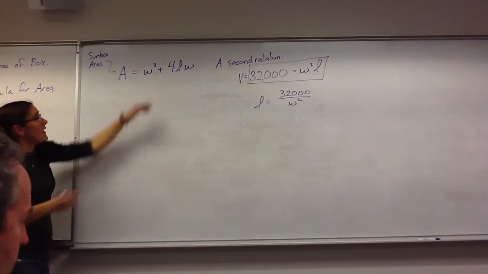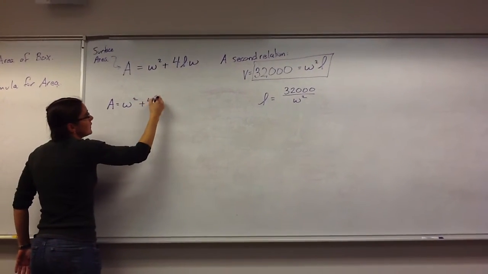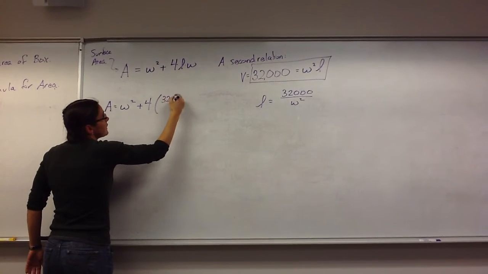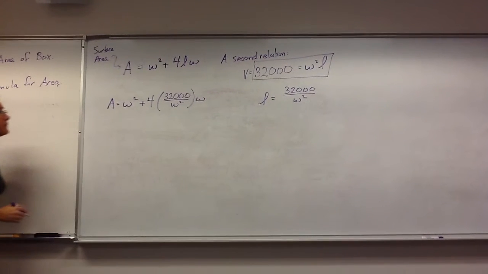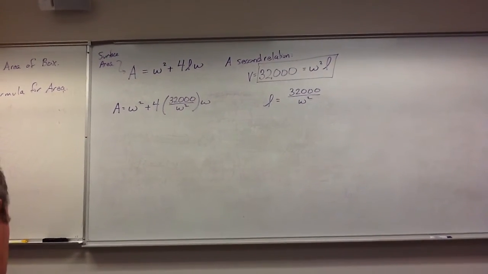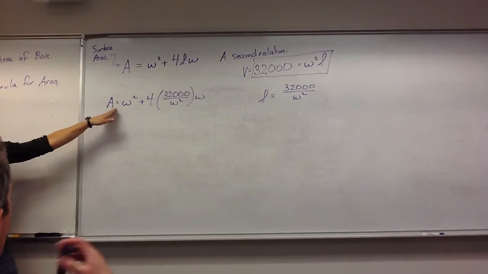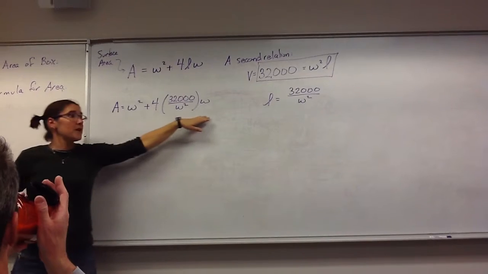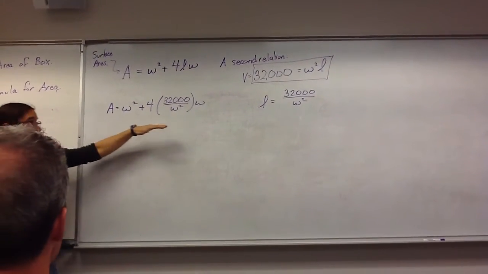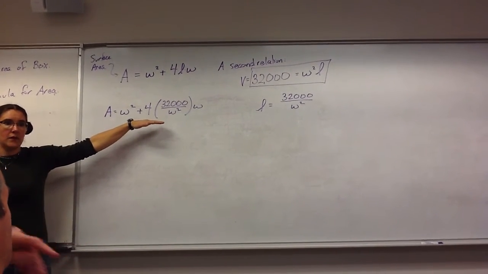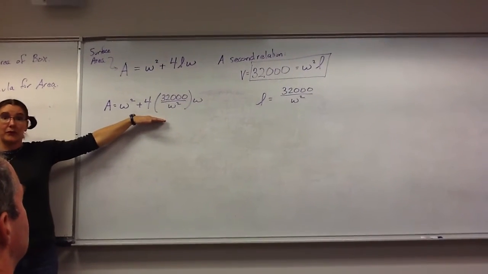And so now when I go back to my area formula, I've got that area is equal to W squared plus 4 times 32,000 over W squared times W. And so at this point, we have a formula for area, where area is a function that depends only on one variable, only on W. Are there any questions about coming up with this formula? This is half the battle on these problems. Okay, half the battle is coming up with this formula.